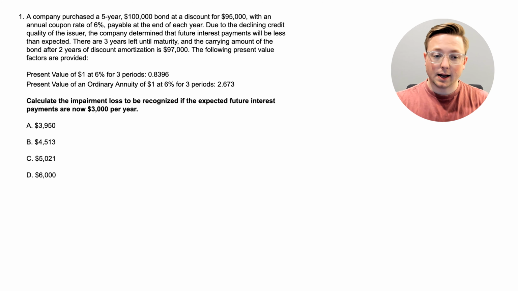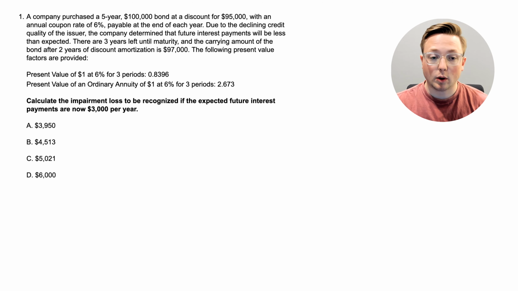Let's read the last part, and then we're going to read the rest of it. Calculate the impairment loss to be recognized if the expected future interest payments are now $3,000 per year. Okay, that's some good information there. A company purchased a 5-year $100,000 bond at a discount for $95,000 with an annual coupon rate of 6% payable at the end of each year.